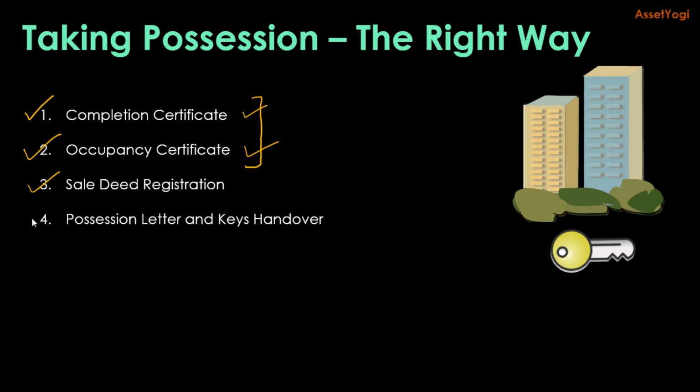And only after that you should sign the possession letter or any kind of no objection certificate for the builder, and then only you should take the keys of your apartment or your property. So that is the ideal way of taking possession. So I cannot stress more on the importance of completion certificate and occupancy certificate. You must get these certificates before taking the possession of your property.